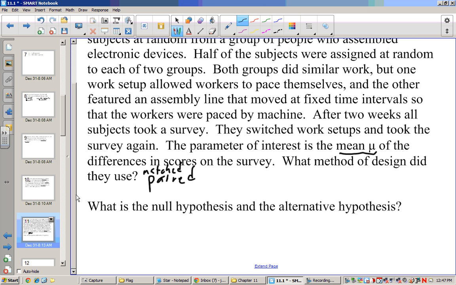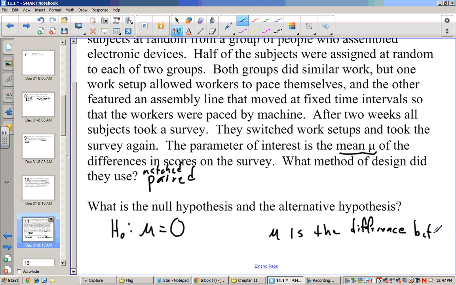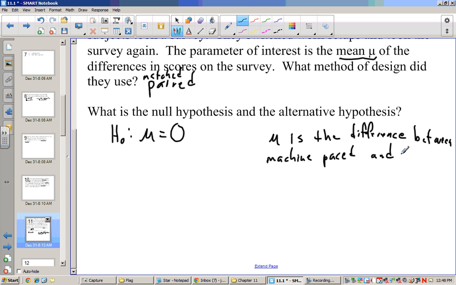Now the null hypothesis. We look back at the parameter of interest, which is the differences in the studies. So our null hypothesis is that they're exactly the same, so the difference in the two would just be 0. Here, mu is the difference between machine-paced and self-paced.